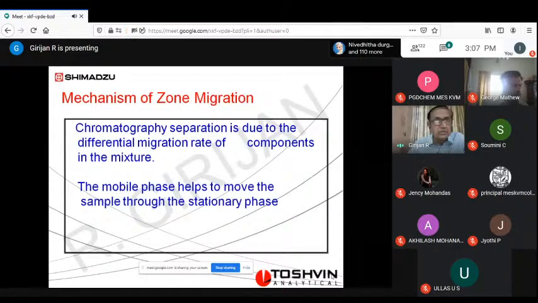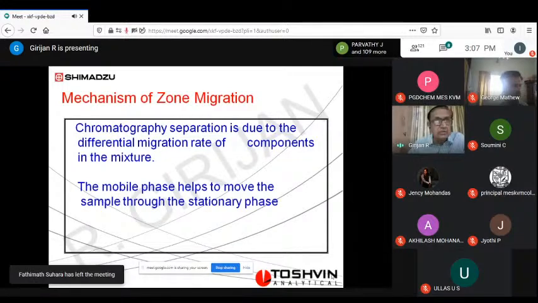Chromatography separation is due to the differential migration rate of components in the mixture. So what does this mean? I'll just make a very, very simple example.